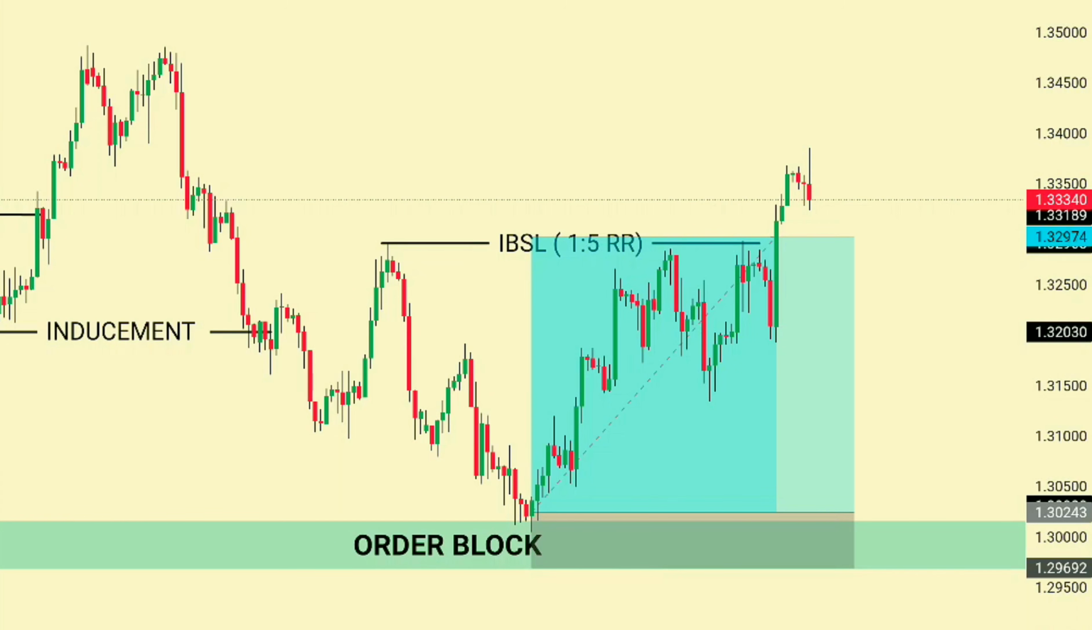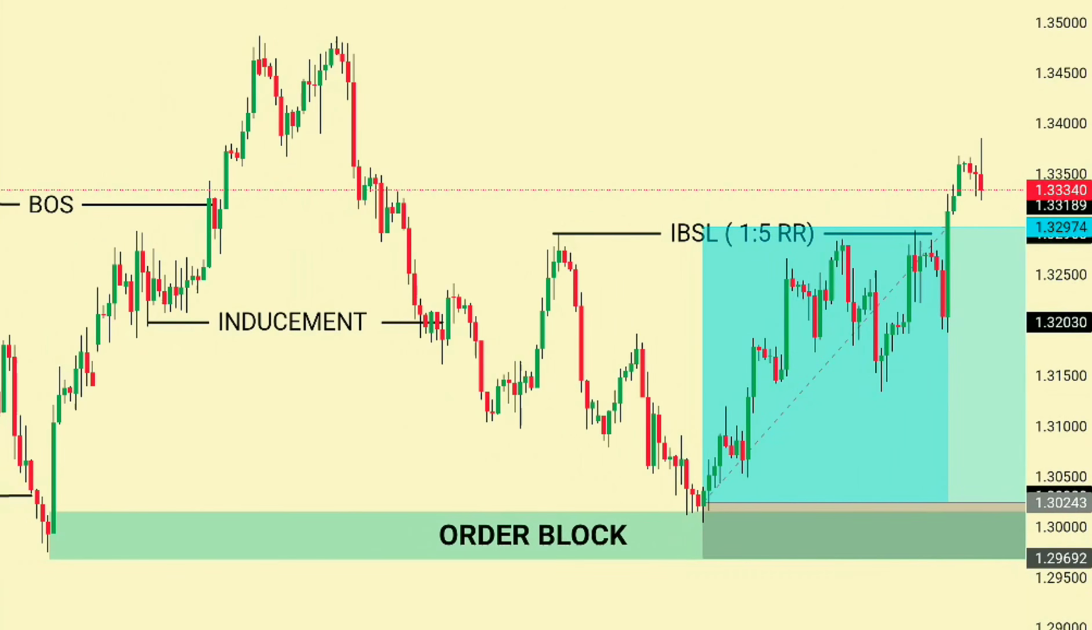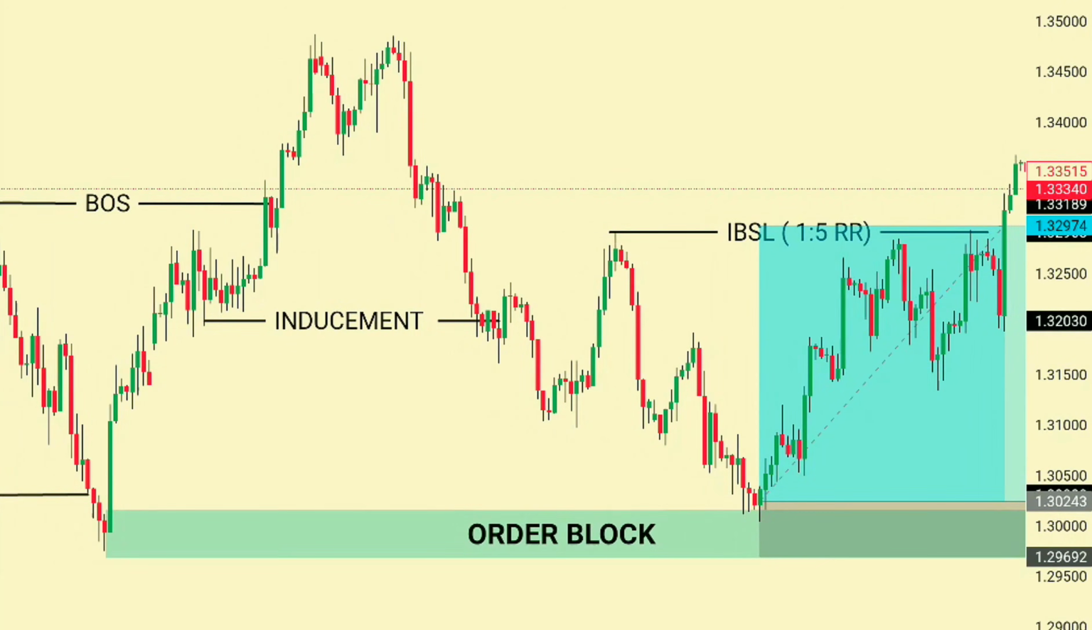As you can see, this trade was not about predicting the entire market move. It was about following a clear process: identifying liquidity, waiting for a break of structure, finding the order block, waiting for confirmation, and targeting high-probability internal liquidity.